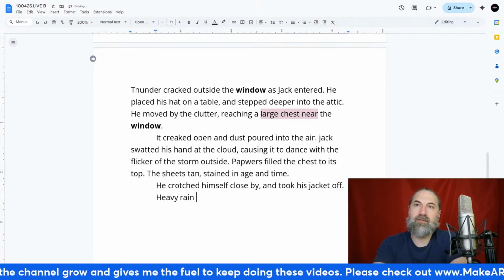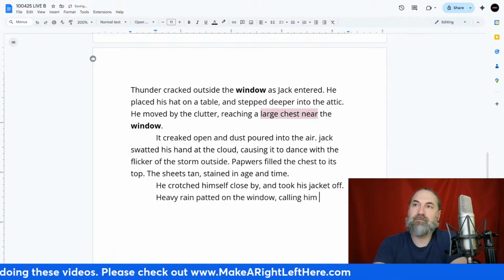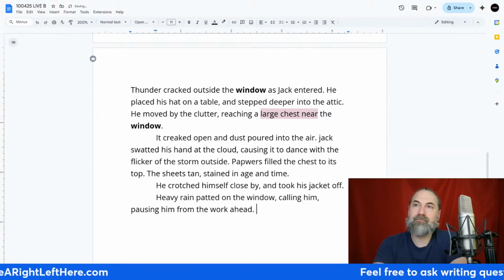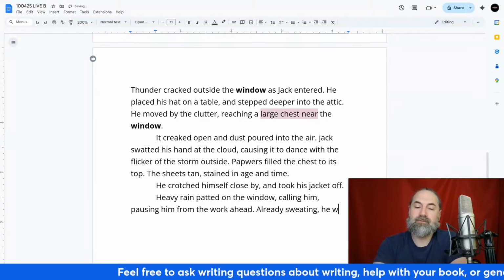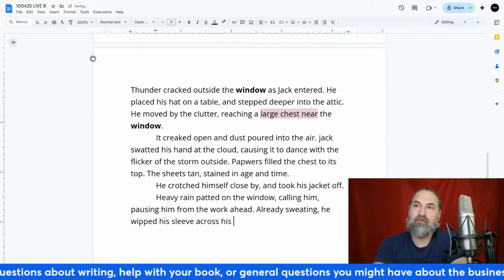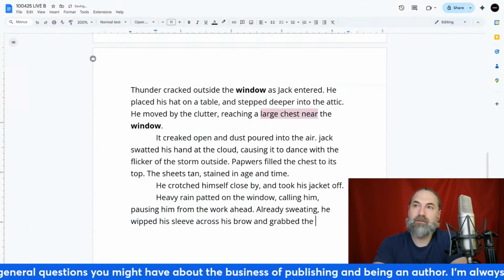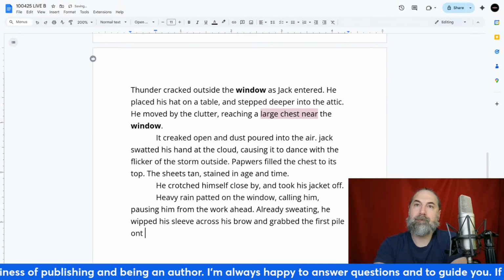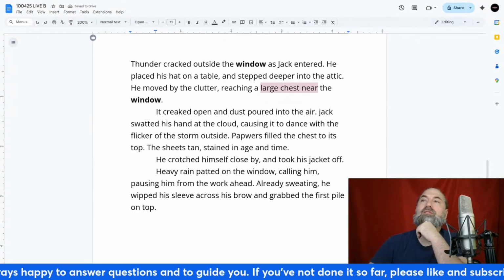Heavy rain patted on the window, calling him, pausing from the work ahead. I'm just writing off the top of my head. I'm sorry. Okay, so you can do this.